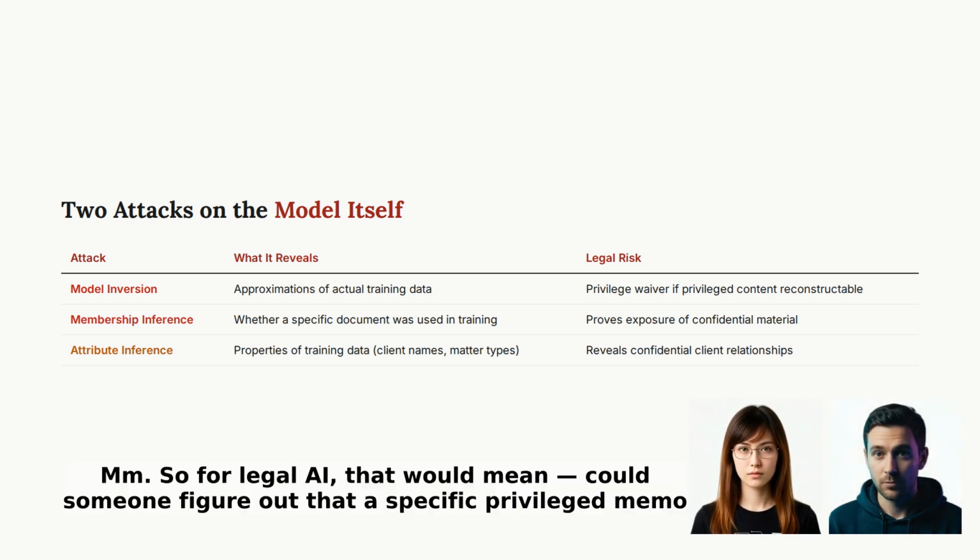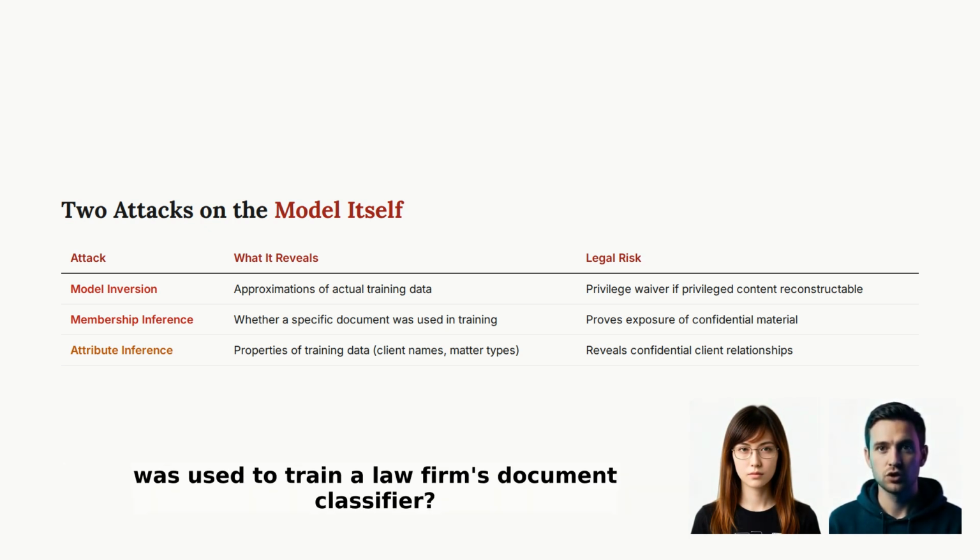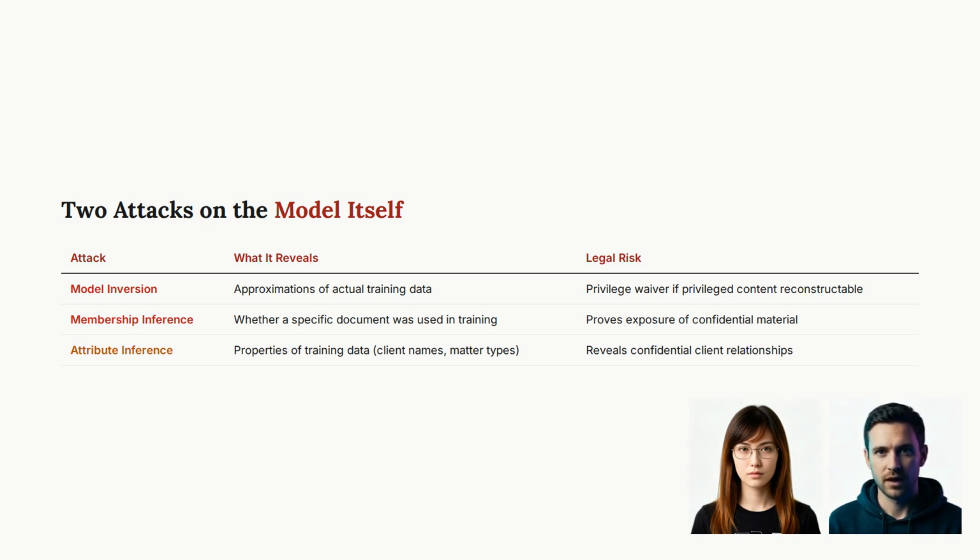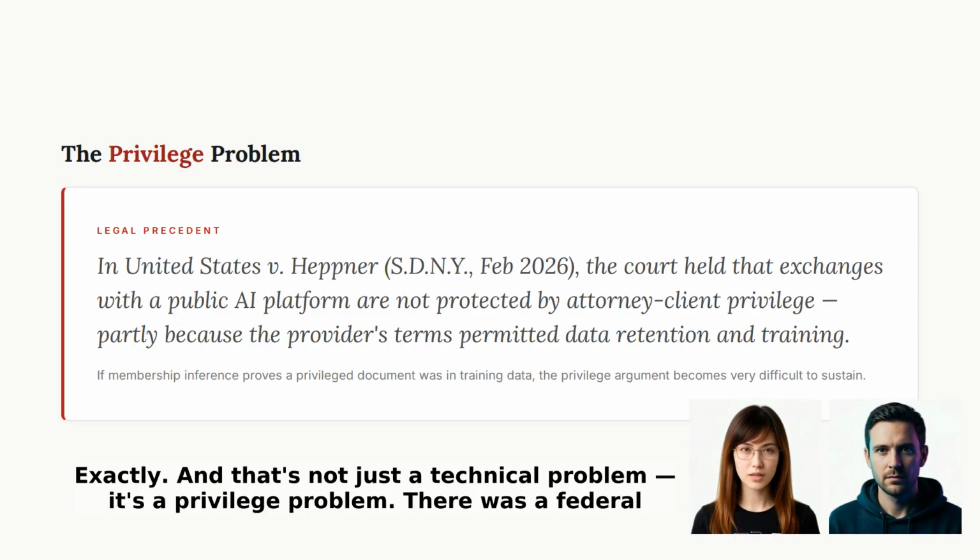Ugh. So for legal AI, that would mean, could someone figure out that a specific privilege memo was used to train a law firm's document classifier? Exactly. And that's not just a technical problem.